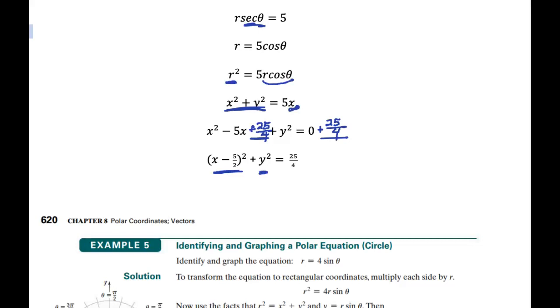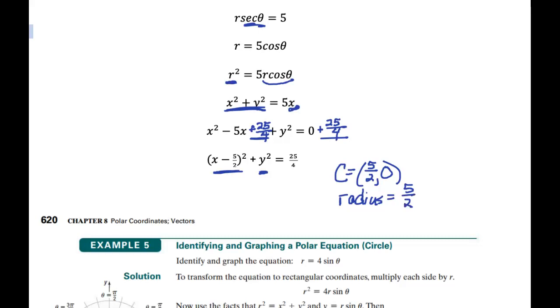And then we can instantly recognize this as, oh, this is the equation of a circle. And this circle's center is at (h, k). So the center is going to be located at (5 halves, 0), because those are the values of h and k. And the radius of the circle is equal to the square root of 25 fourths, which is 5 halves.